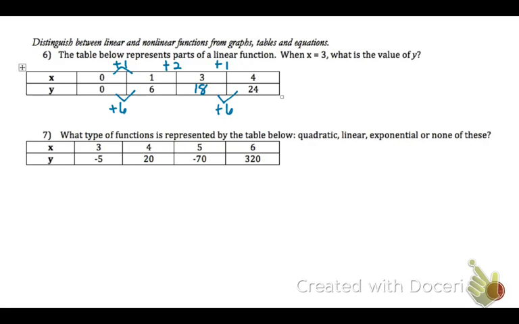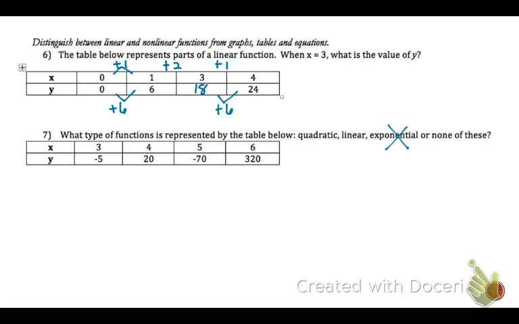On number 7, we want to figure out what type of function is represented by that table below. Quadratic, linear, exponential, or none of these. So first of all, let's look and see if we have a multiplier to see if it's exponential. So to get from -5 to 20, we can multiply by -4. So let's see if we can do the same thing to get to the next number. We can't, because that would need to be a -80, and it's a -70. So we definitely know it's not exponential.